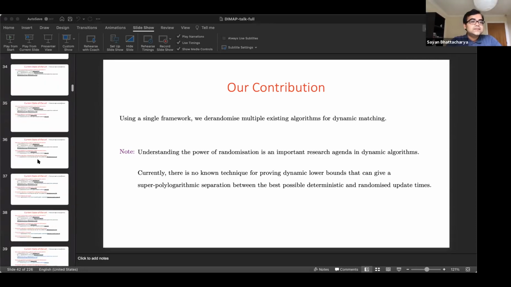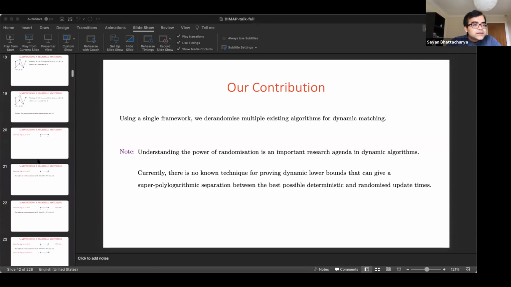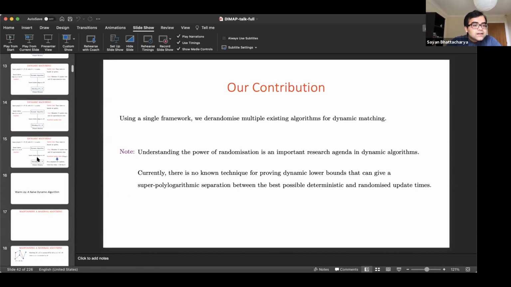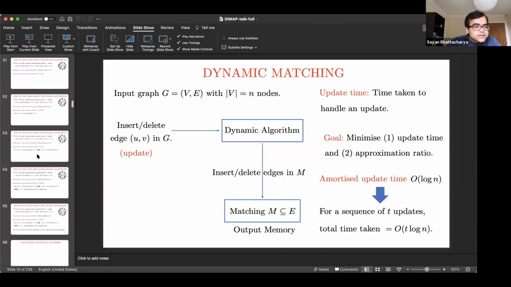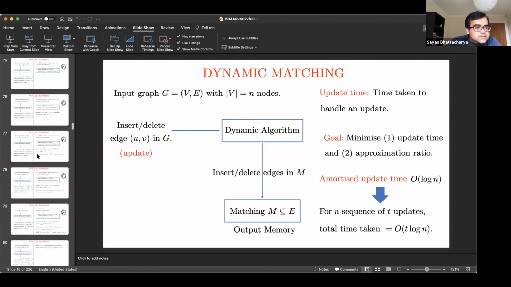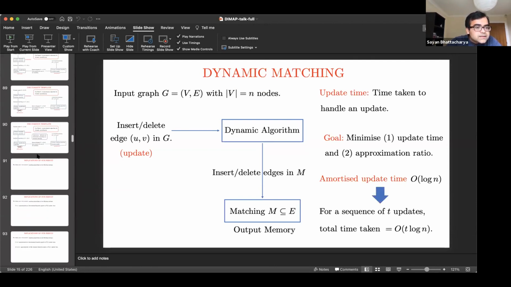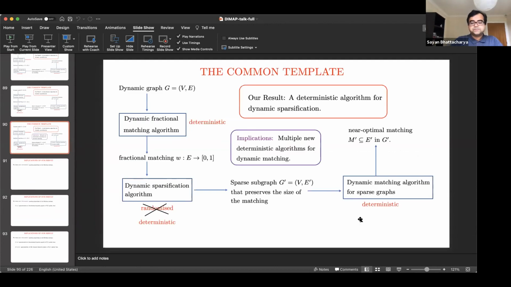Oh, so in this, let me actually, no, this is not the thing. Let me just dig up this. Yeah, I think this is the part. Okay. So it was used here.